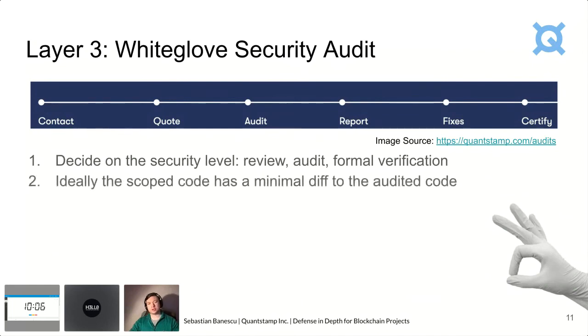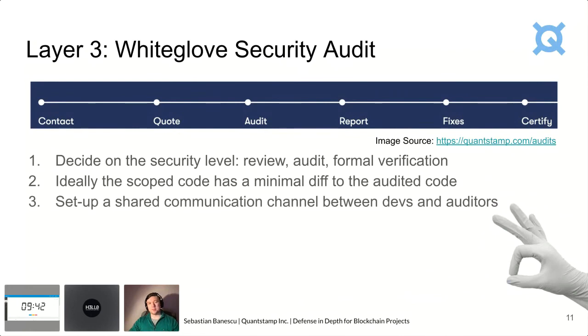Ideally, the code that we scope and the effort that we estimate should be exactly the same as the audited code. Now, sometimes this doesn't happen because projects want us to scope maybe a few weeks to months in advance, or a month in advance before they are ready, but the magnitude of the code doesn't change that much, so the scope is pretty much the same. You should set up a communication channel between your developers and the auditors such that everything can be clarified as fast as possible, and there are no blockers for the auditors.